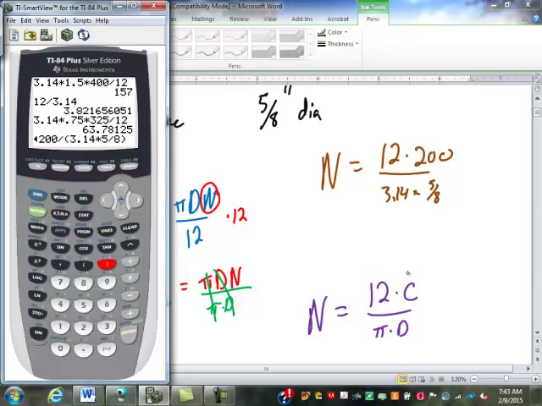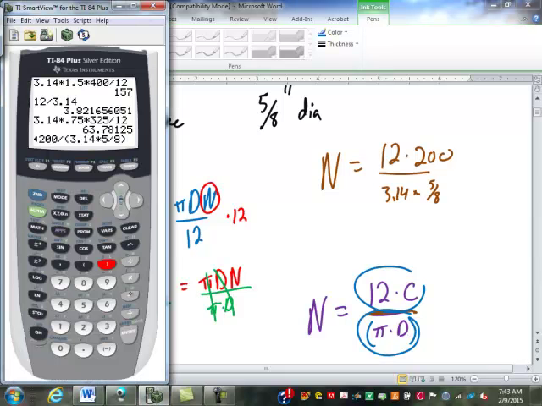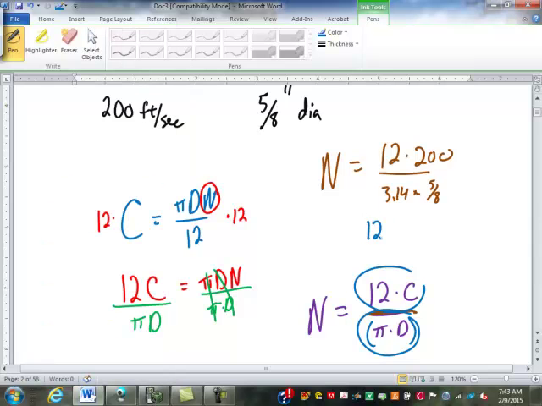Well, remember, this line across here, that fraction bar, is an enclosing symbol. It's telling us we have to do everything on top first and then everything on bottom, and then we divide. So by putting parentheses around that, I'm telling the calculator that it has to multiply the pi times the diameter first before it divides. That gives us 1,223 RPMs, it looks like.